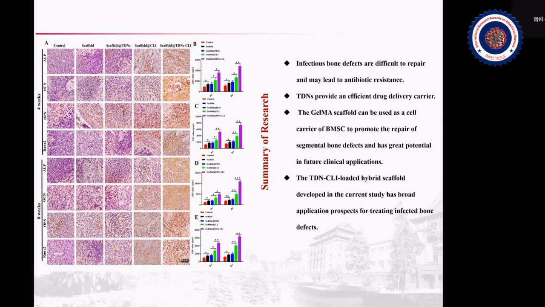The study concluded that infectious bone defects are difficult to repair and may lead to antibiotic resistance. TDN could provide an efficient drug delivery carrier. The GelMA scaffold can be used as a cell carrier of BMSCs to promote the repair of segmental bone defects and has great potential in future clinical applications. The TDN-clindamycin bionic hybrid scaffold developed in the current study has a broad application prospect for treating infected bone defects.